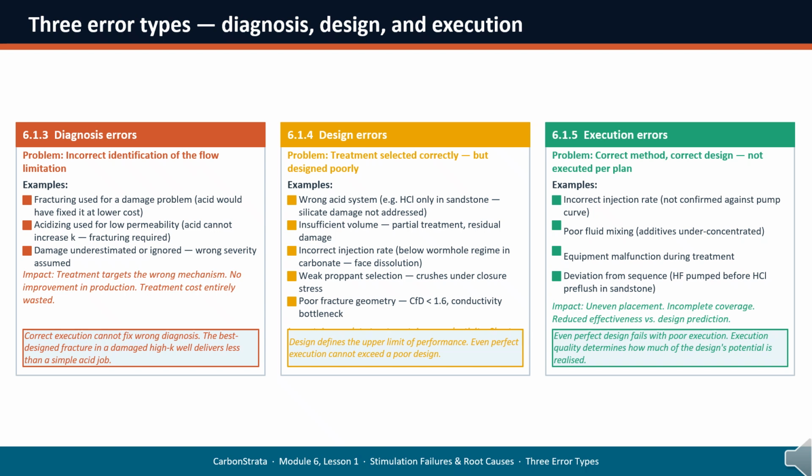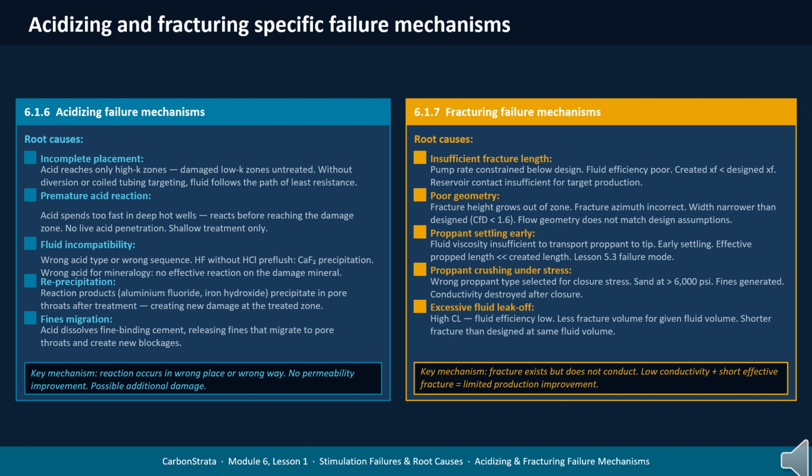Now define comparison logic. Diagnosis error. No result. Design error. Limited result. Execution error. Inconsistent result. Final rule. You must identify the error type before modifying the treatment. Each error requires a different correction. This slide shows multiple failure mechanisms, but all mechanisms reduce to two physical failures.